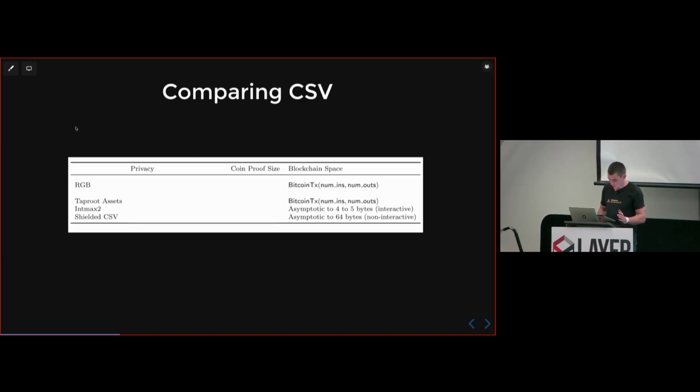The IntMax2 protocol manages to reduce that to only 4 to 5 bytes per payment using an interactive protocol between the senders. That is pretty remarkable. In shielded CSV, the space requirement is 64 bytes, regardless of the size of the CSV transaction, which is worse than IntMax2, but does not require an interactive protocol. So the Bitcoin blockchain with 4 megaweight unit blocks would support about 100 shielded CSV transactions per second.